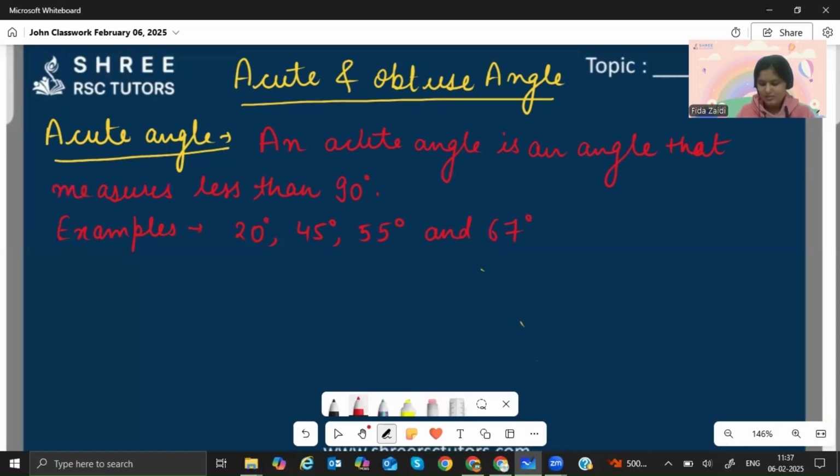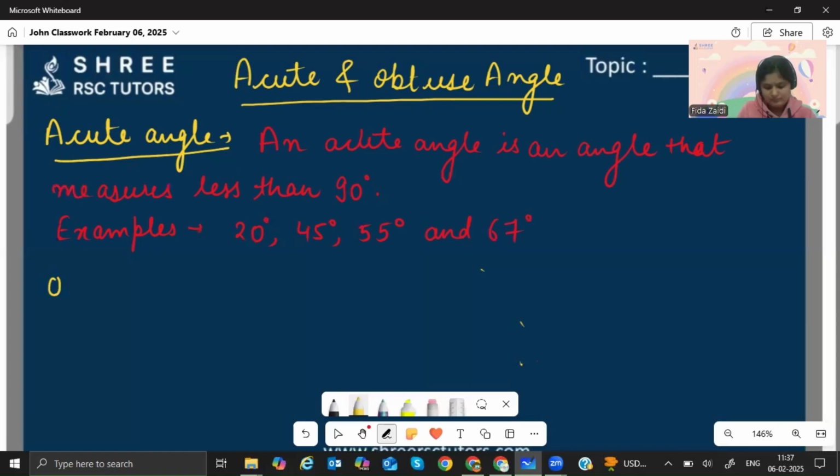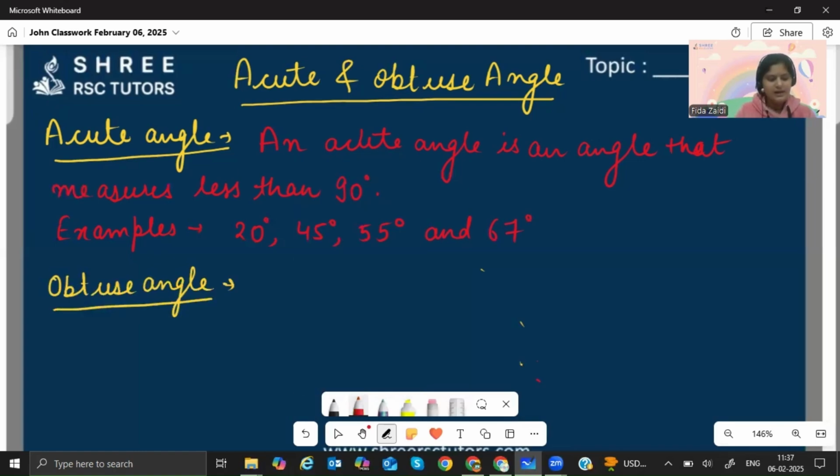Let's see what the obtuse angle is. An obtuse angle is an angle that measures more than 90 degrees.